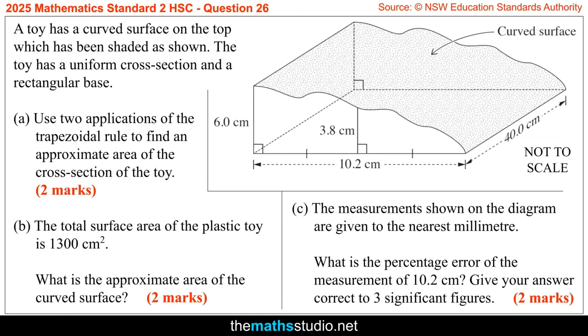Question 26. A toy has a curved surface on the top which has been shaded as shown. The toy has a uniform cross-section and a rectangular base. Part A. Use two applications of the trapezoidal rule to find an approximate area for the cross-section of the toy.